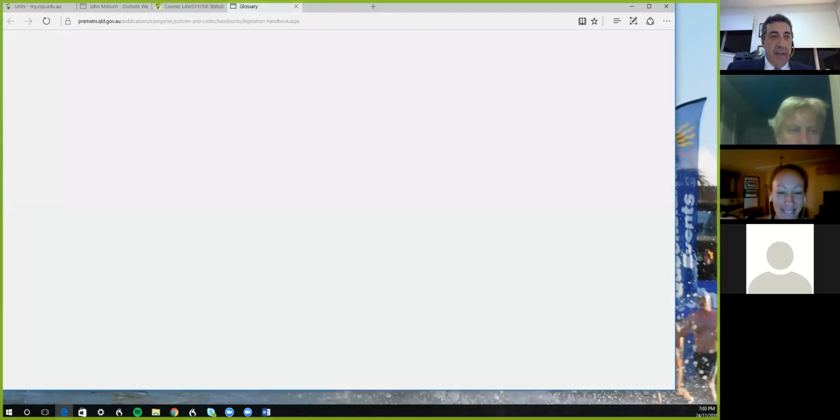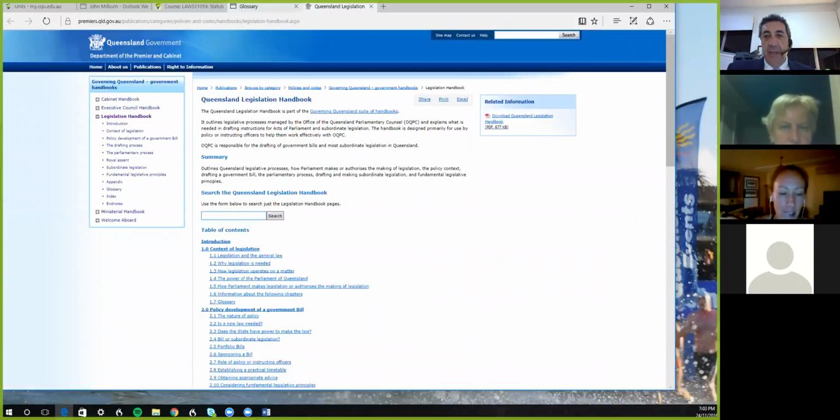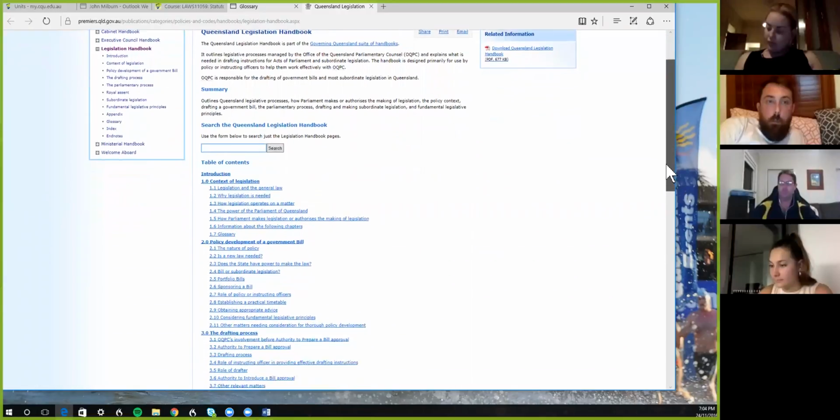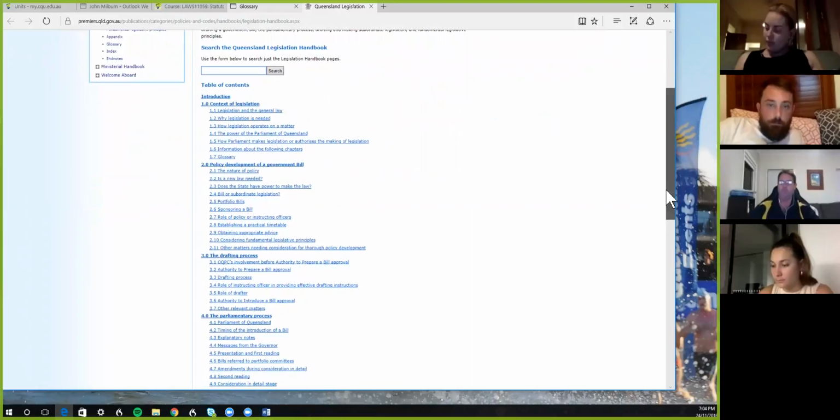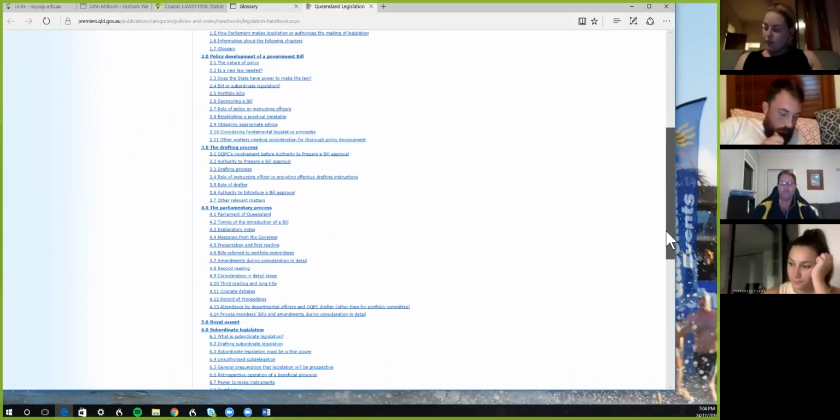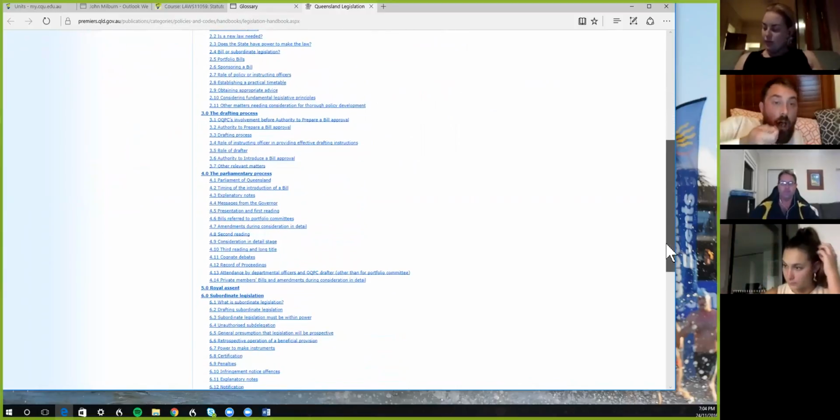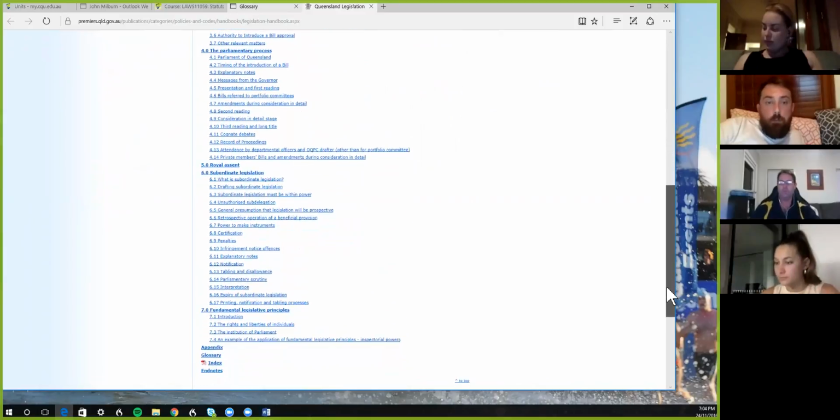Next one is the Queensland Legislation Handbook. Again, I think someone made reference to this in class. I appreciate it. It's something I've looked at before. It's really useful, particularly in this topic of statutory interpretation. So you have a chance to consider what is the context of legislation, the policy development of a bill, that drafting process and the parliamentary process, and then some comments about royal assent and subordinate legislation.